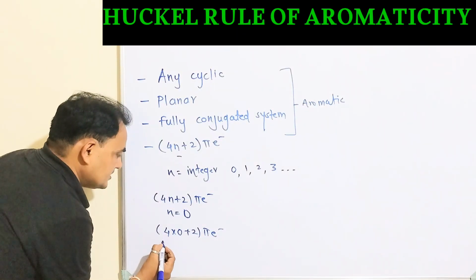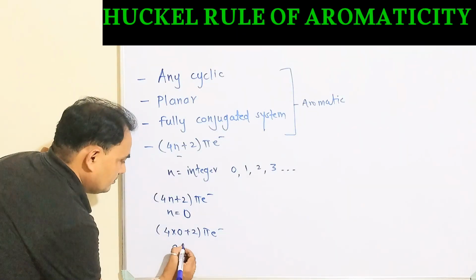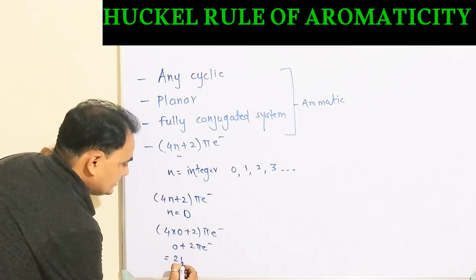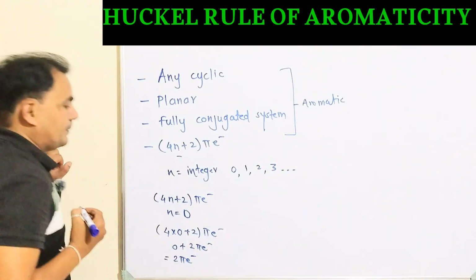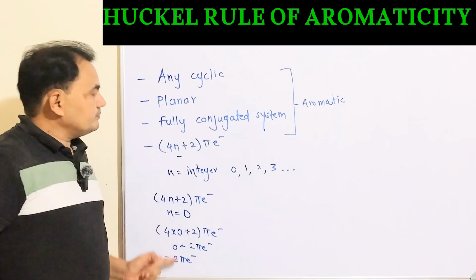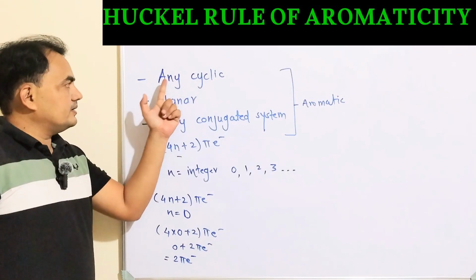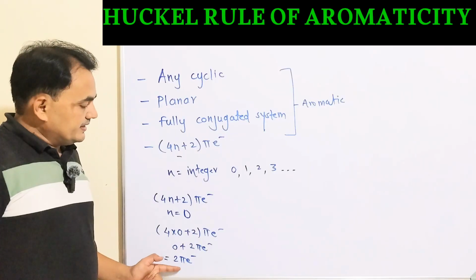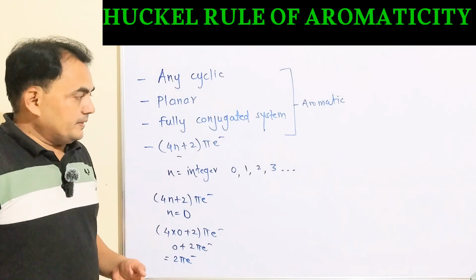So 4 into 0 means 0, plus 2 pi electrons means it is 2 pi electrons. It means the compound which is cyclic, planar and fully conjugated, containing 2 pi electrons, is also aromatic.